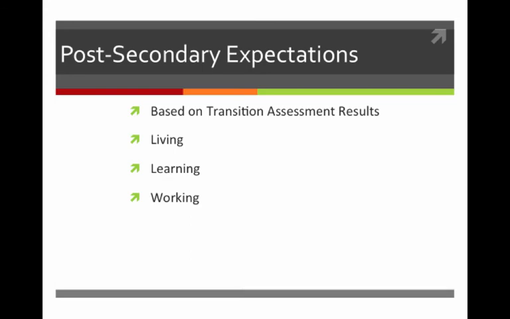Post-secondary expectations must project beyond high school, include an anticipated result in each of the areas of living, learning, and work, be written as observable behaviors, become more specific as the student approaches his or her post-secondary transition, and be the foundation for the course of study, goals, and the services, activities, and supports documented in the IEP.